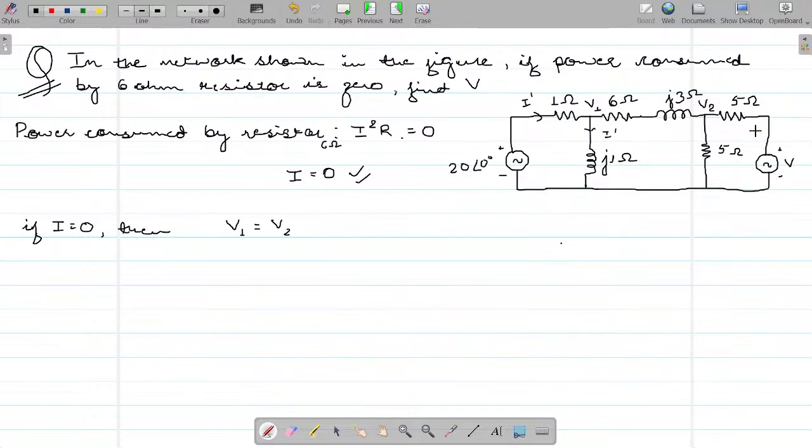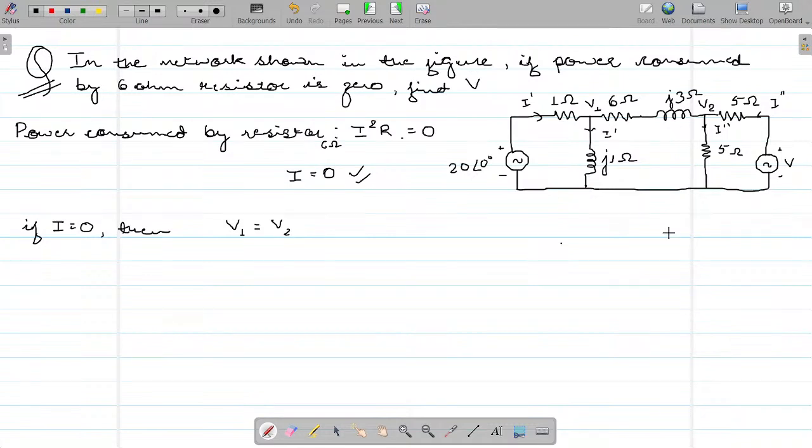Similarly, in this loop, let me call a current I double dash. There is no current in this branch. Where will this current go? In this branch, I double dash, right? So I double dash flows from here to here. I dash flows from here to here. They are working as independent networks, right?